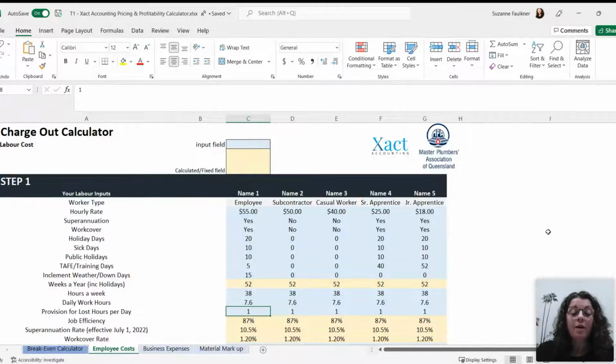We're allowing for an hour lost per day. Now, that could be an hour of travel. It could be an hour of admin time. It could be just an hour of dropping by to pick up some other bits and pieces that they need for a job. So that might be higher or lower for you, depending on what you actually need.